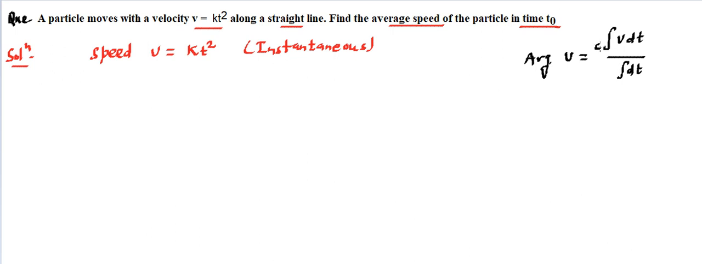For instance, it is given from 0 to t naught, so we will place the limits 0 to t naught. So this is how the average calculation can be done if the instantaneous value is given to us. Using that instantaneous value we can calculate the average value. That's one of the important formulas, and this can be extended to other quantities as well. When we know the instantaneous value, we can always find the average value over the time.